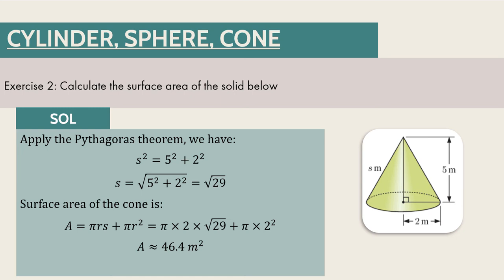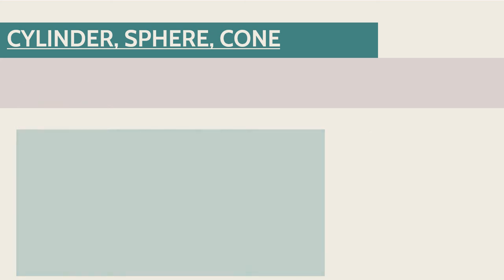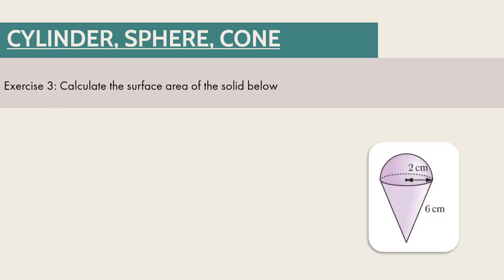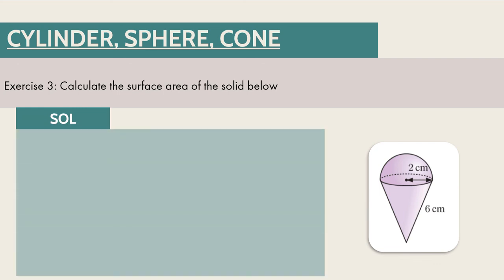Okay, have you got the answer correctly? Now moving on to the next one. Exercise 3. Here we have an ice cream cone with both the cone part and the ice cream part. The ice cream part is actually a hemisphere, or half of a sphere. Okay, hopefully you have found the answer on your own.